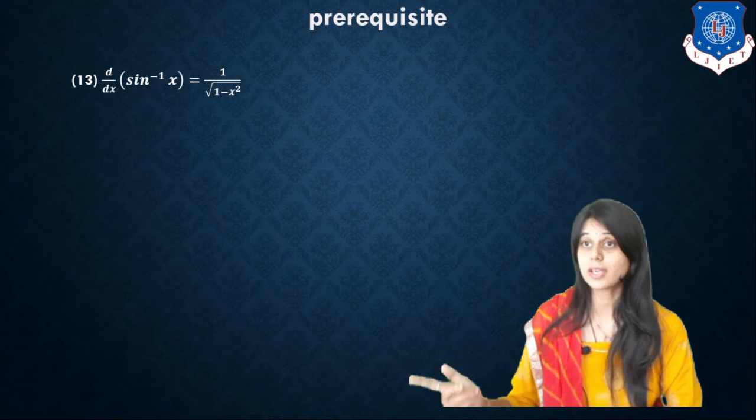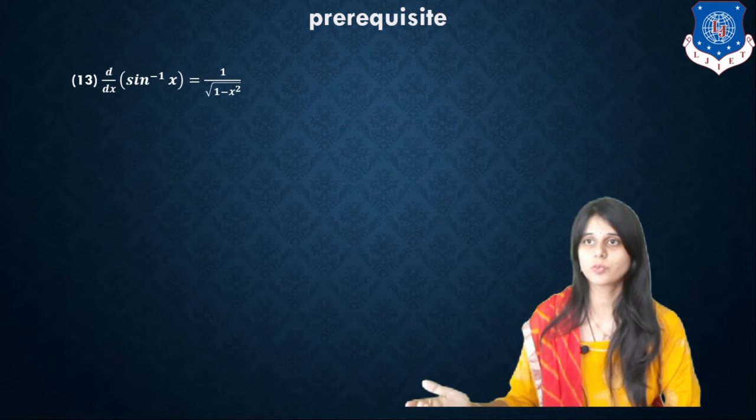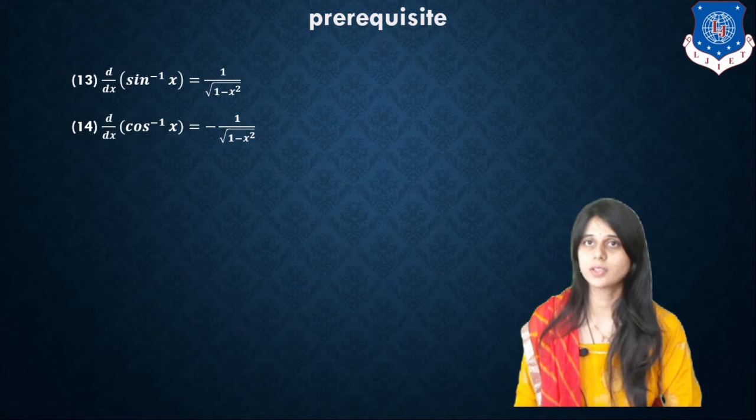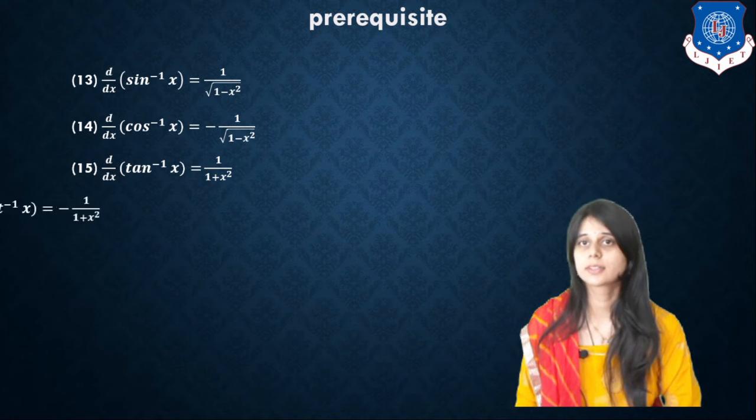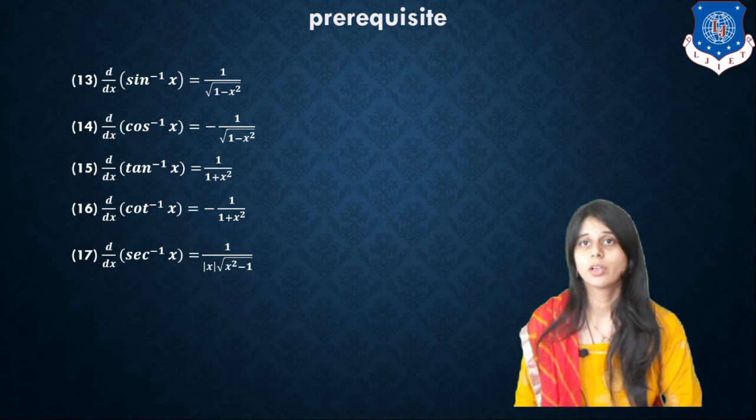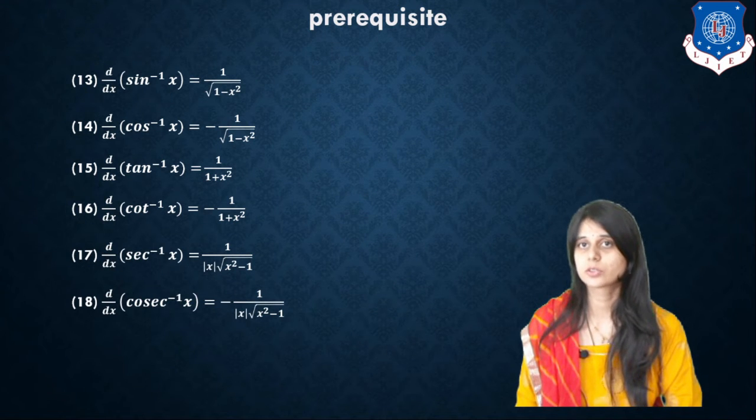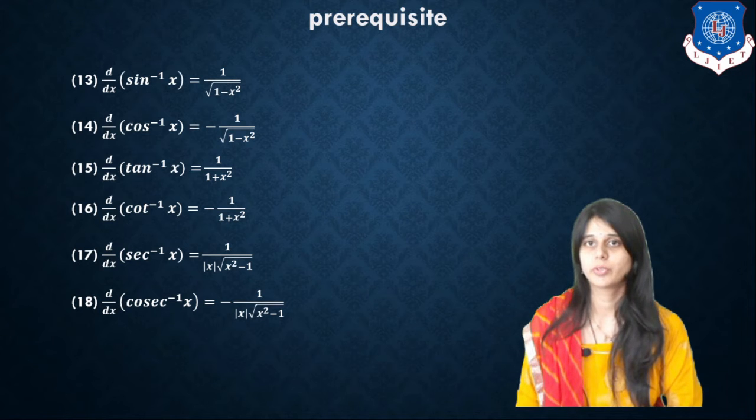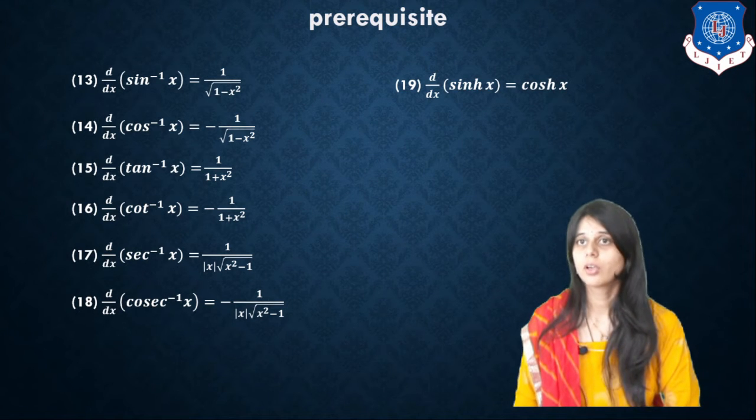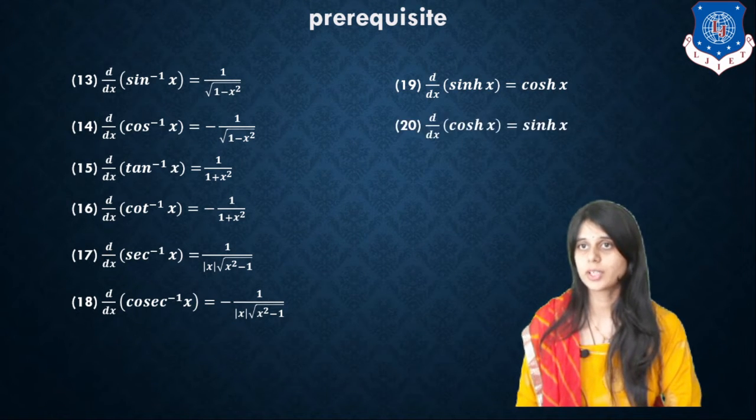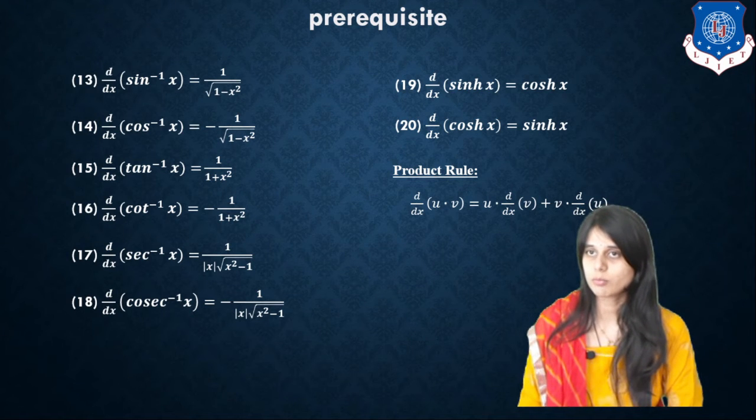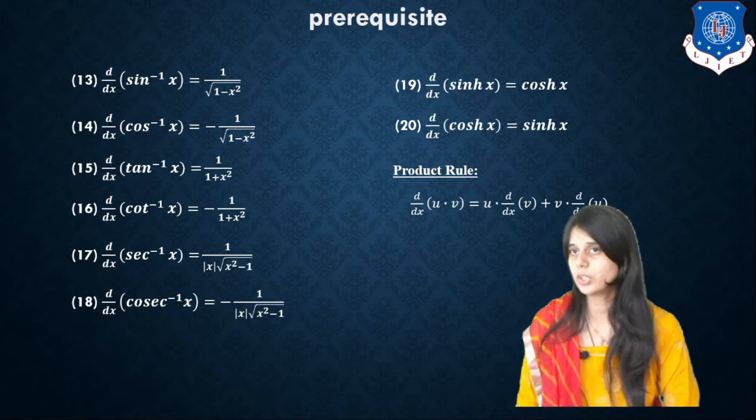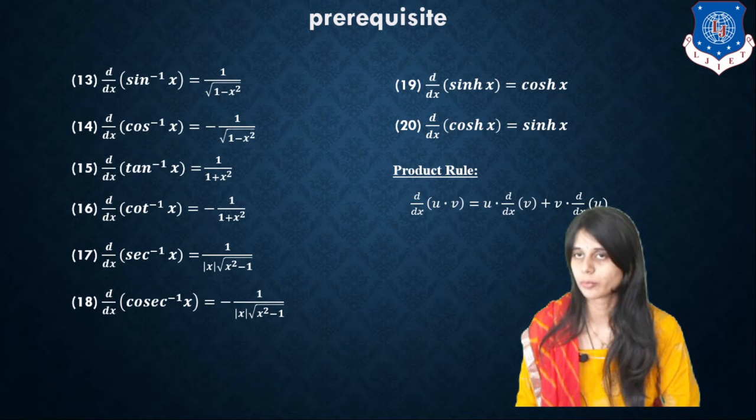Again, the differentiation of sine inverse x, because we have to find the inverse series also. So d by dx of sine inverse x is equal to 1 upon under root 1 minus x square. Similarly for cos inverse x, tan inverse x, cot inverse x, sec inverse x and cosec inverse x. This is the inverse functions as a prerequisite. Now hyperbolic: d by dx of sine hyperbolic x is cos hyperbolic x, and cos hyperbolic x is sine hyperbolic x. Product rule: what is the product rule of differentiation? d by dx of u into v is u d by dx of v plus v d by dx of u.